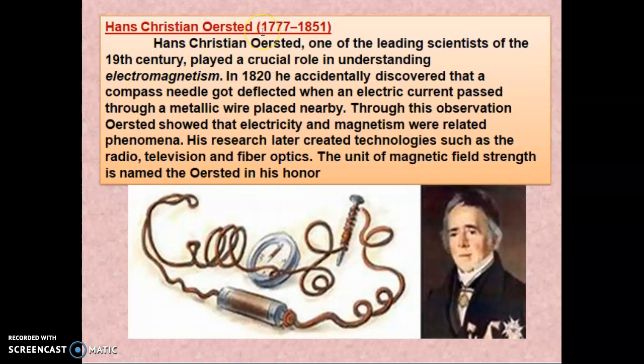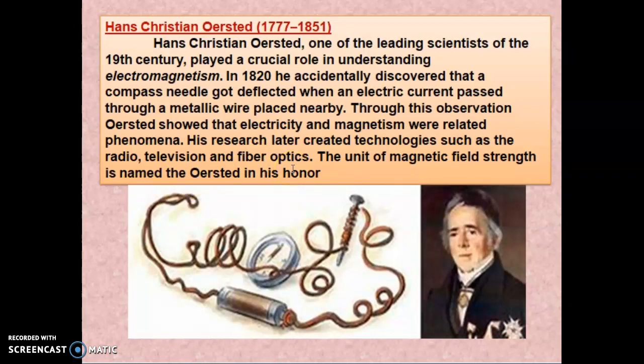Hans Christian Ørsted, 1777 to 1851, one of the leading scientists of the 19th century, played a crucial role in understanding electromagnetism. In 1820, he accidentally discovered that the compass needle got deflected when electric current passed through a metallic wire placed nearby. Through this observation, Ørsted showed that electricity and magnetism were related phenomena. His research later led to technologies such as radio, television, and fiber optics. The unit of magnetic field strength is named the Oersted in his honor.